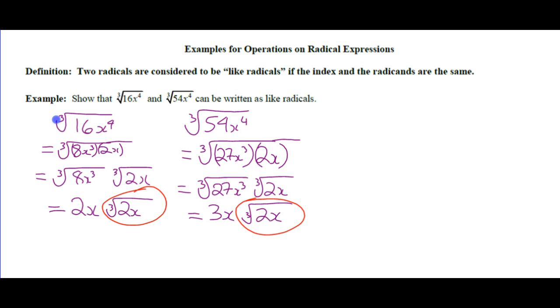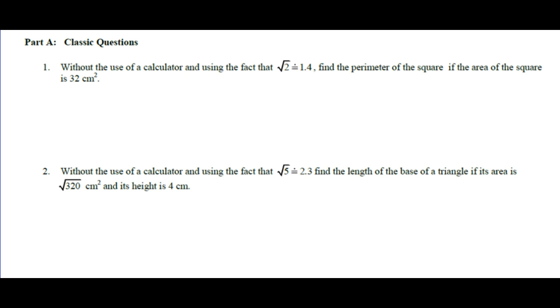Okay, so with like radicals, we could add these, right? We've got 2x times the cube root of 2x, and I could go plus 3x times the cube root of 2x and get 5 of them, right? It'd be 5x cube root of 2x. Okay, so we do some operations with like radicals. All right, so those are like radicals.